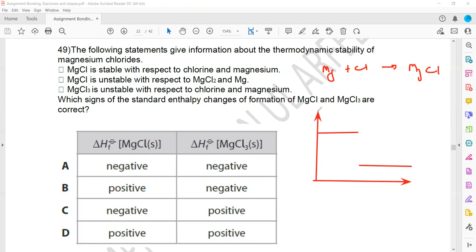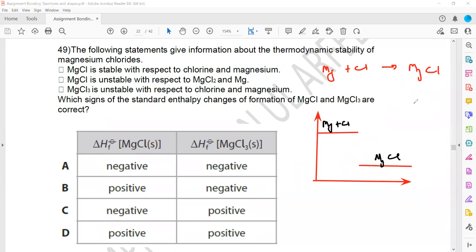So if we have magnesium plus chlorine, it gives magnesium chloride. So which kind of energy diagram is this? Endothermic or exothermic? What kind of energy diagram is this? Reactants have high energy and the product is having low energy. Which energy diagram is this? Exo. So that's right, it is exothermic.